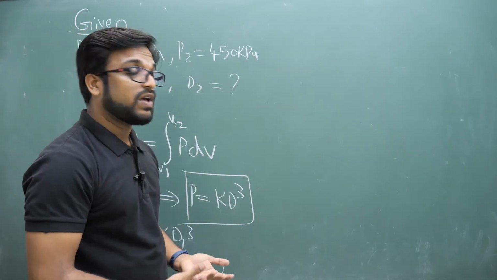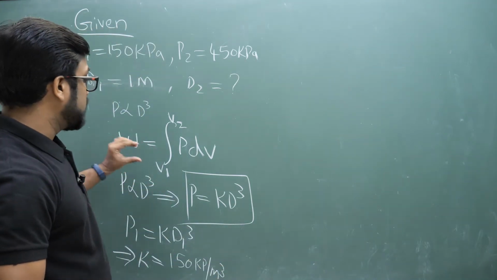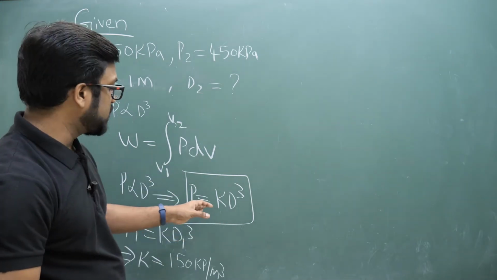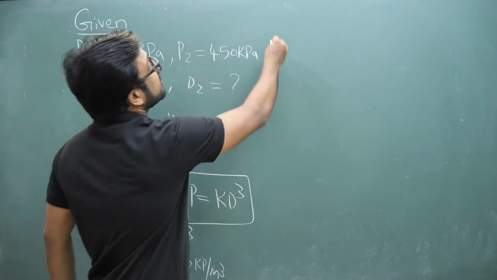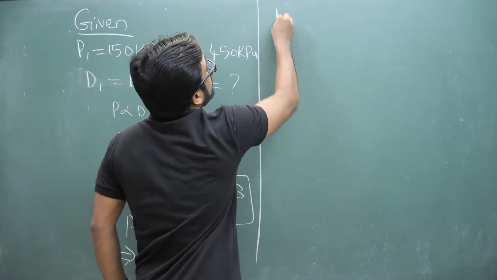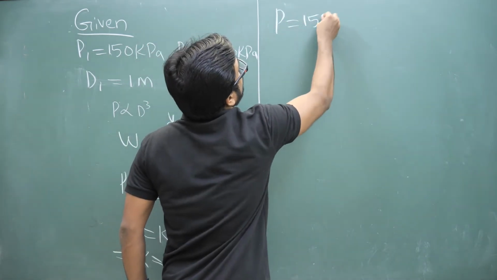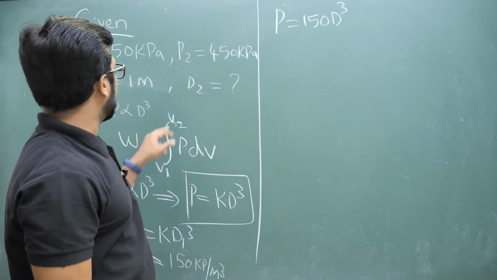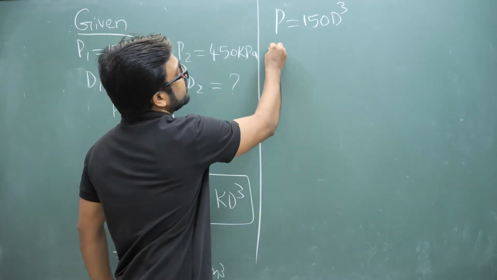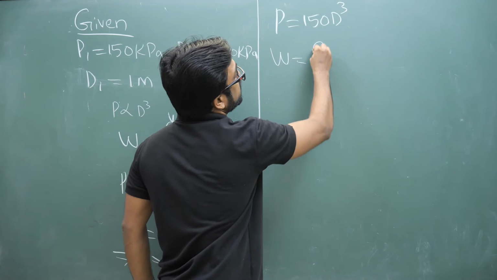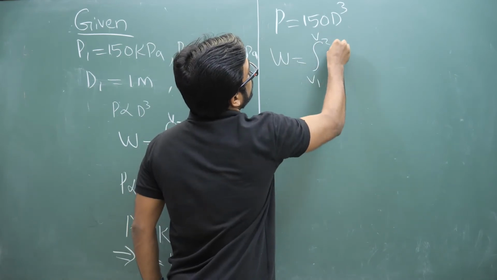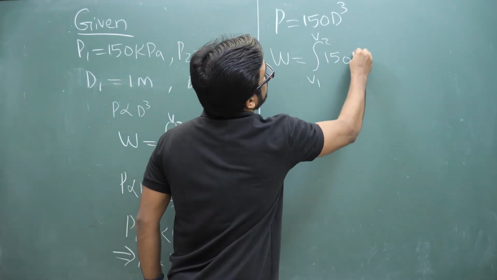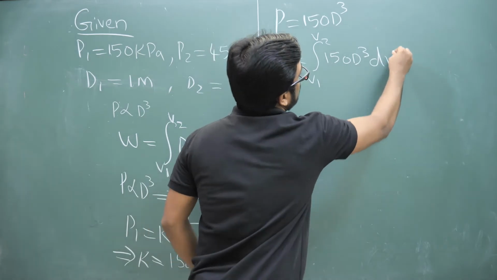Why are we finding this value? Because we want pressure in some terms. So I know that pressure can be expressed as 150 into D cube. Fine. Now I want to substitute this here. So I know that work transfer is equal to integral from V1 to V2 of 150 D cube into dV.